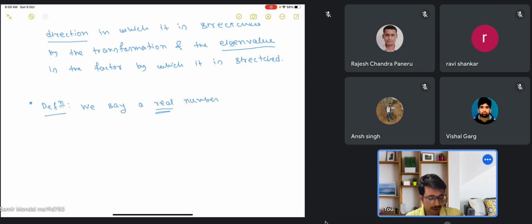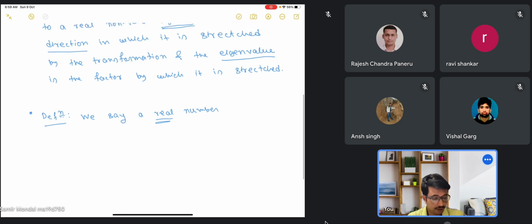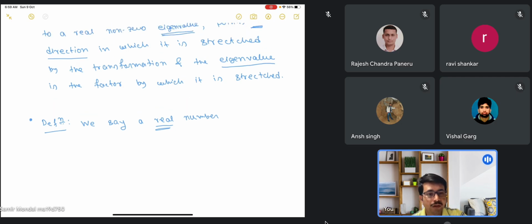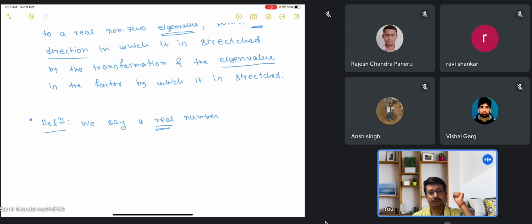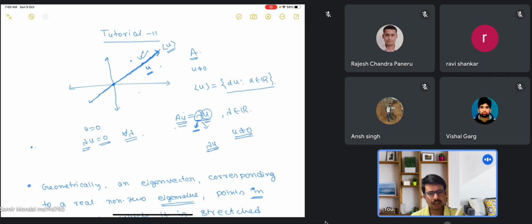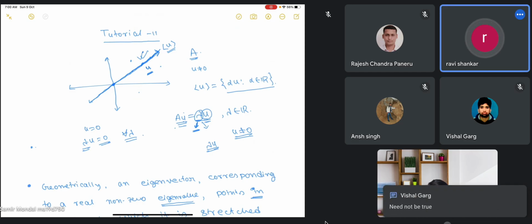Okay, so my question is, right now I am telling the question: for every matrix, does an eigenvalue exist or not? What will be the answer? Sir, please repeat the question. For every transformation, will an eigenvalue exist or not? This is my question. Yes, sir. Not true. Yeah, need not be true.